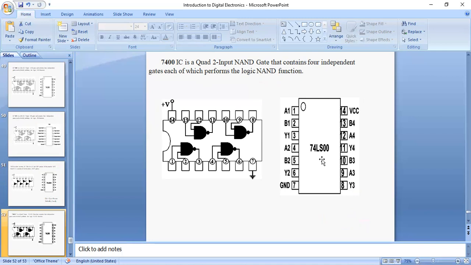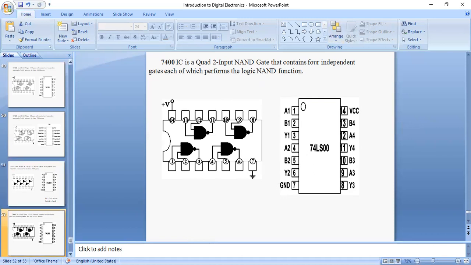In the NAND gate also we have the total. This is also a 2 input NAND gate. So a 2 input NAND gate requires 3 pins. Here it is the same 14 pin, and the 7th pin is ground and the 14th pin is VCC. Okay. Now these are the input pins. This is the output pin, same symbol. Now this is the number for the NAND gate.